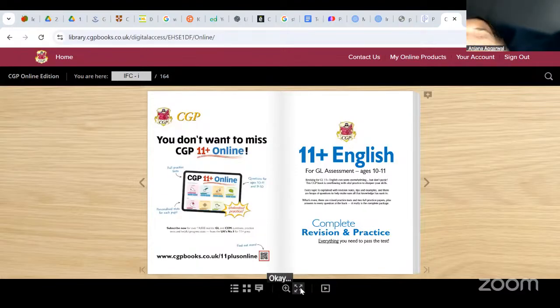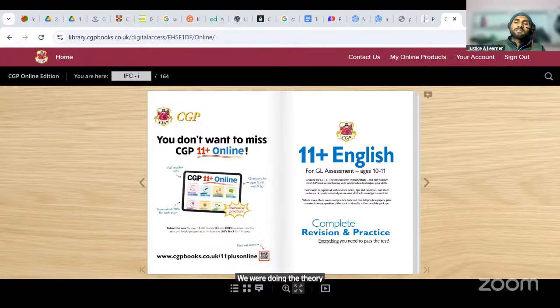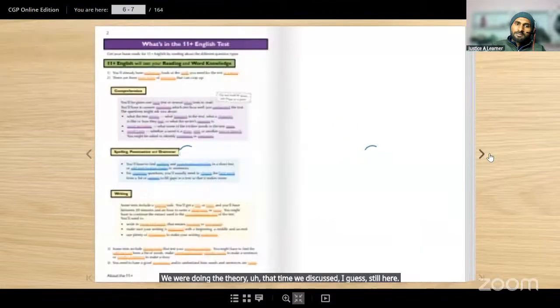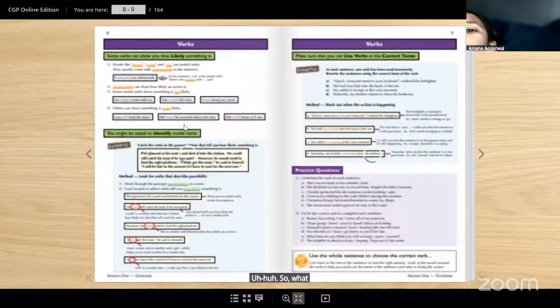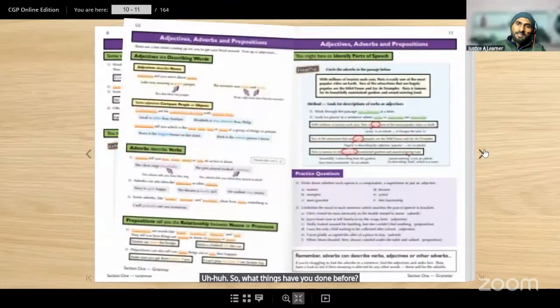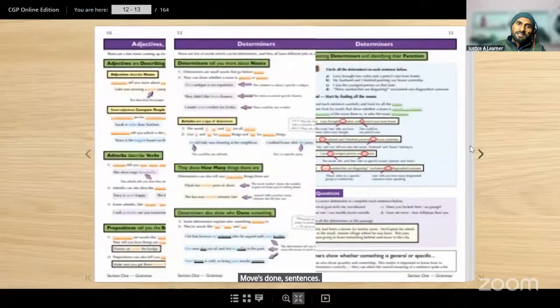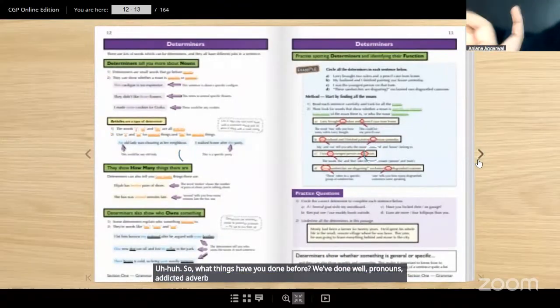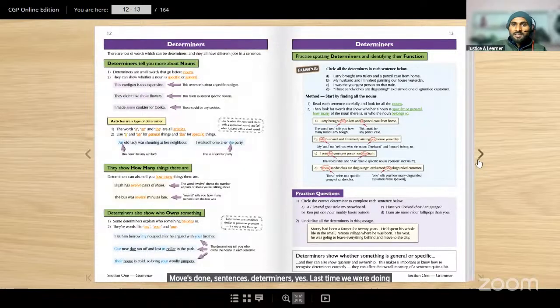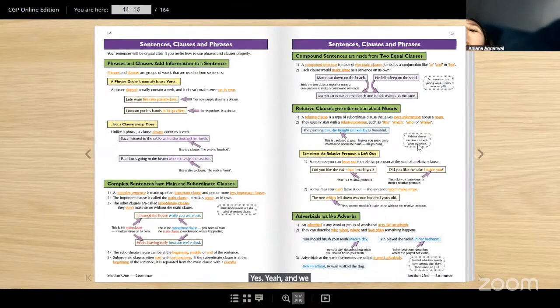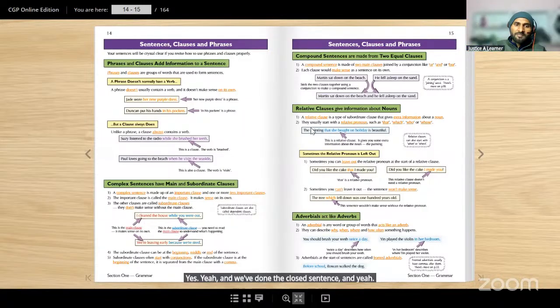We were doing the theory. What things have we done before? We've done verbs, pronouns, adjectives, adverbs, prepositions, determiners. Yes, last time we were doing determiners. I hope you understood all of these, right? Yeah. And we've done the clause, sentence, and this one also we have done.